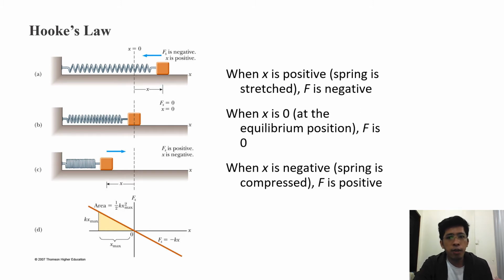Now, when x is positive, that is the spring is stretched, F is negative because again you have F equals negative kx. When x is equal to 0 at the equilibrium position, your F is 0, so you have negative k times 0, which is 0. When x is negative, that is you're compressing the spring, F is positive because you have negative k times negative x, which gives positive kx. So your force now is positive.